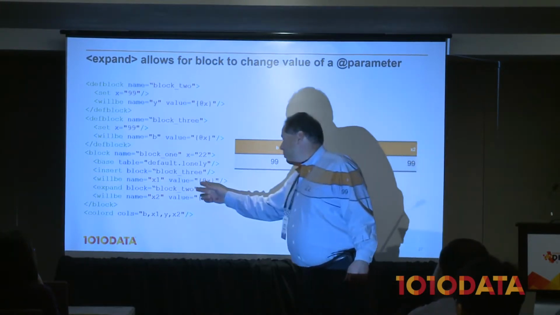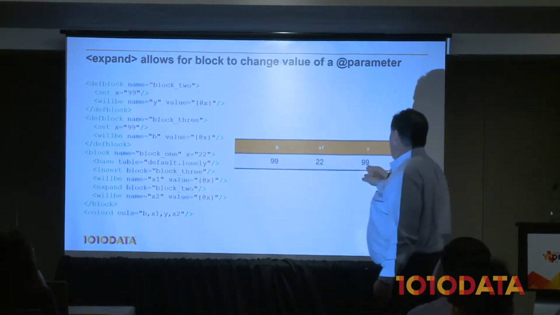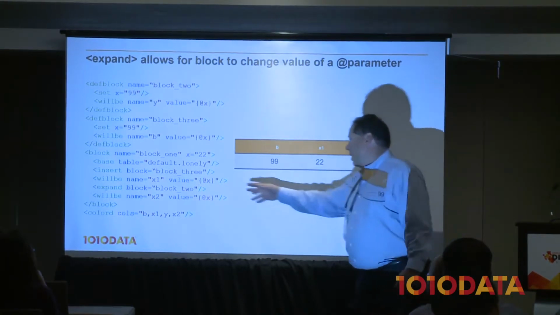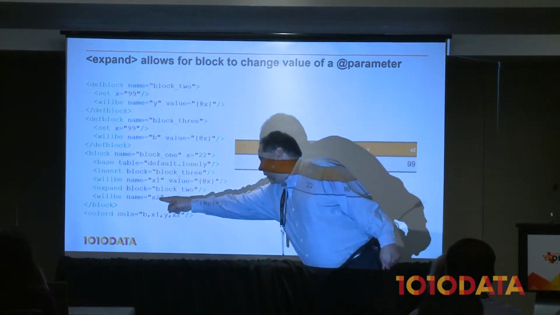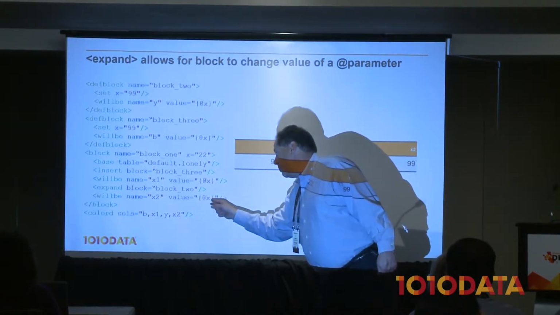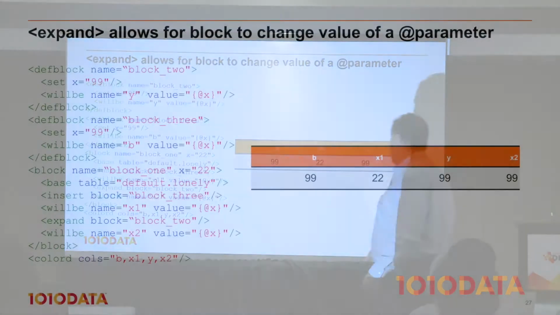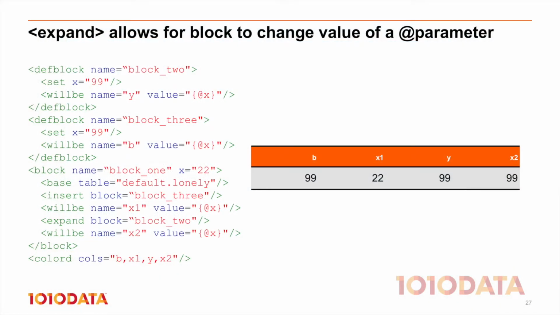So now we have a different block which kind of does the same thing. You can see it creates the y. Then when we expand it and come out after that, we'll create the x2 column and create that from the value x. And when we do that, you can see the value has changed. So if you ever need to change the values internal to one of your blocks, you could use expand.